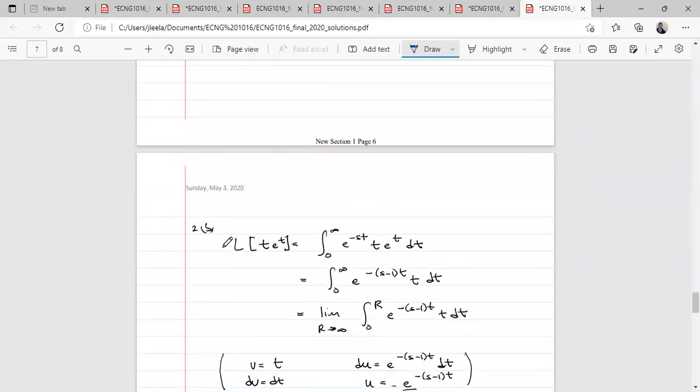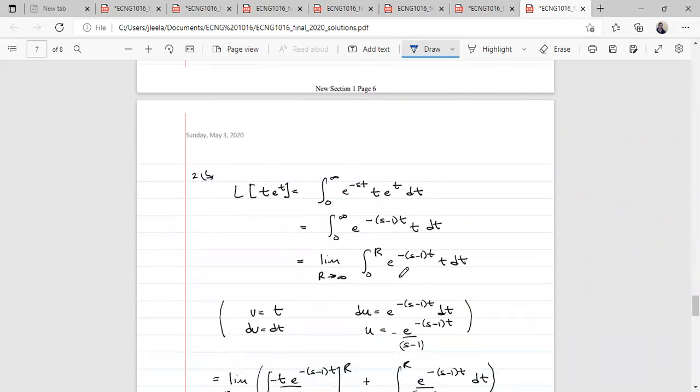The second part, now you're using the definition of the Laplace transform to find the Laplace transform of t e to the t. So that's the integral between infinity and 0, e to the minus st, t e to the t dt. So we could use our laws of exponents here to combine the minus st and the e to the t. So you get e to the minus (s minus 1)t times t. And then here now, you take the limit as R approaches infinity of the integral between R and 0, e to the minus (s minus 1)t dt.